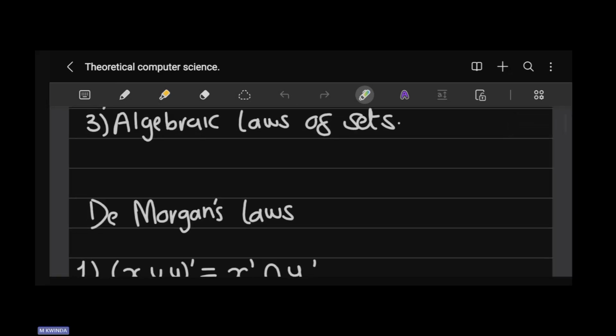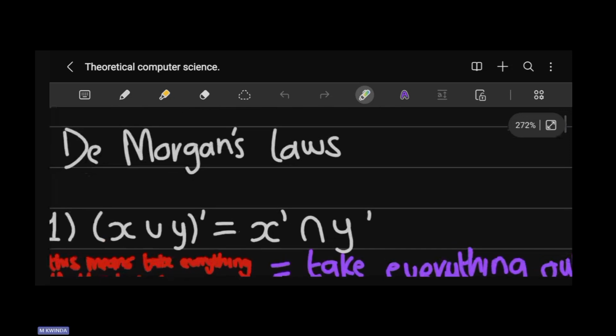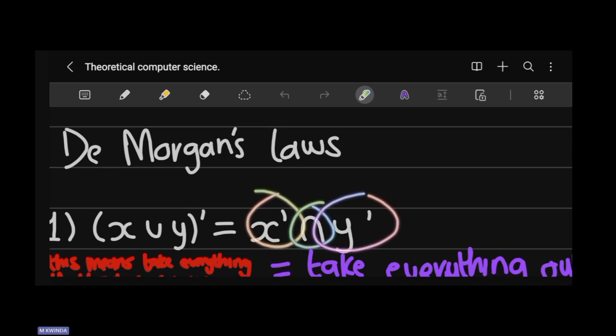So we use De Morgan's laws. I don't know if I'm pronouncing it correctly, but we use De Morgan's laws to prove if sets are equal or not, right? So the first one is this kind of proof. You have the complement of x union y, and this is equal to the complement of x intersected with the complement of y. I'm just going to prove this using the Venn diagram, and then at the end, we're going to show how these are equal, right?